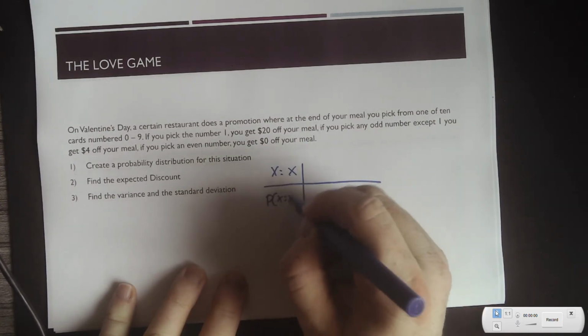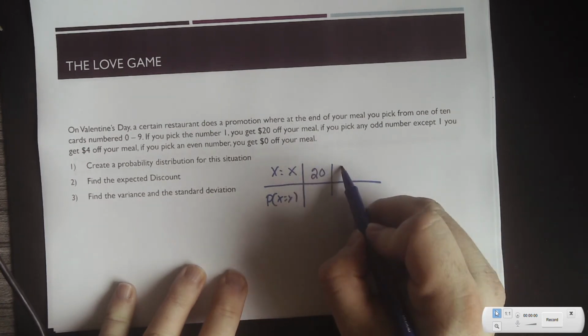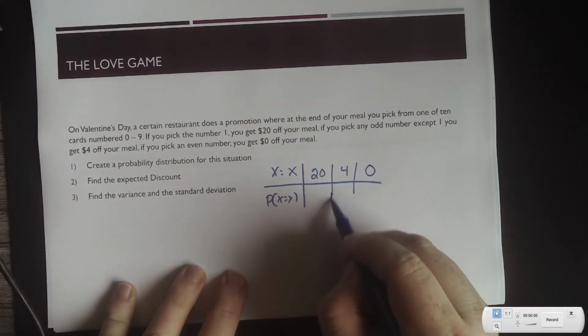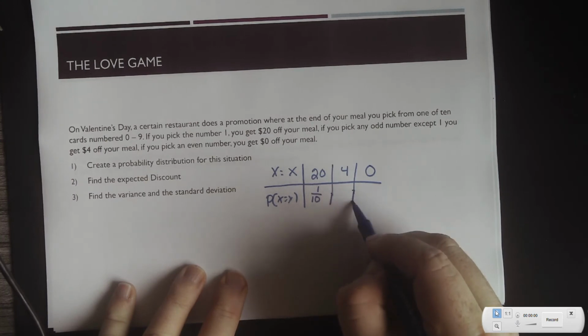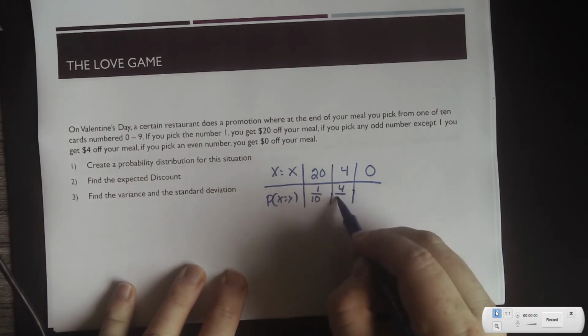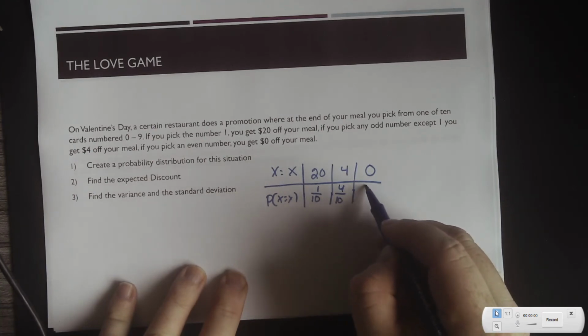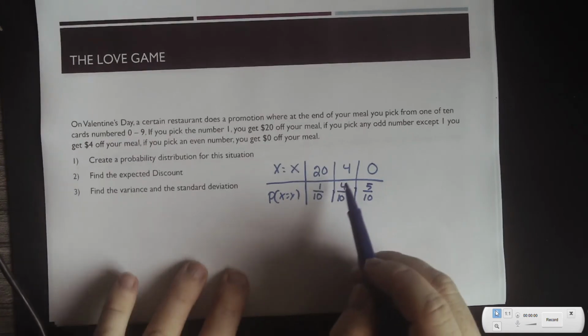So we got 3 possibilities. Either you get $20 off, you get $4 off, or you get $0 off. Probability of getting $20 off is 1 out of 10. The probability of getting $4 off would be 4 out of 10, because there's 5 odd numbers, but you deduct the one from it, and then the rest is just 5 out of 10, all the even numbers. So that's your probability distribution.